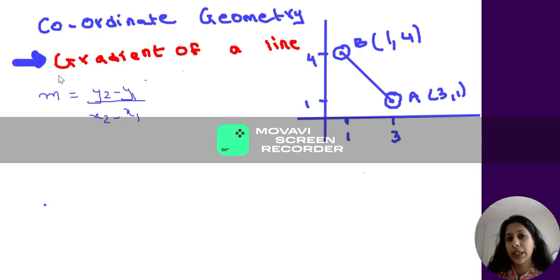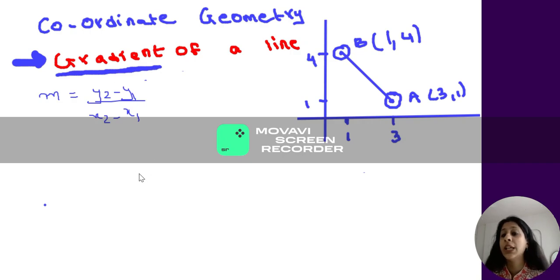What does the gradient basically tell me? The gradient is the inclination of the line, right, with respect to the positive direction of the x-axis. So you can call it slope, you can call it gradient. It tells me the inclination of the line.